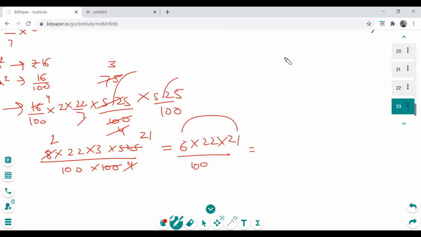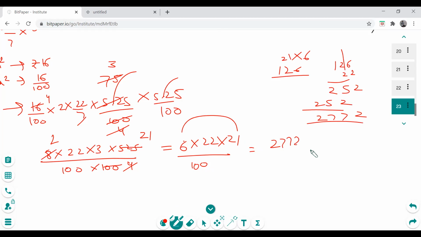Multiply 21 by 6. 21 by 6 is 126. And then multiply 126 by 22. So that will be 252 and 2520, and that will be 2772. So it's 2772. Now divide by 100. That means we are putting decimals from here. 1, 2. So 27.72 rupees is my answer.